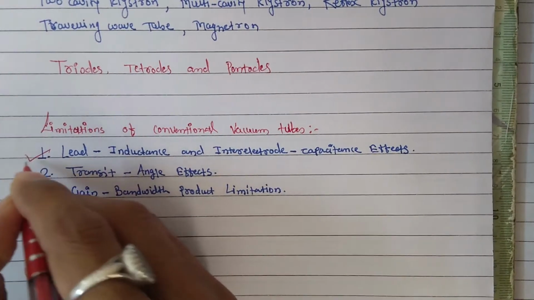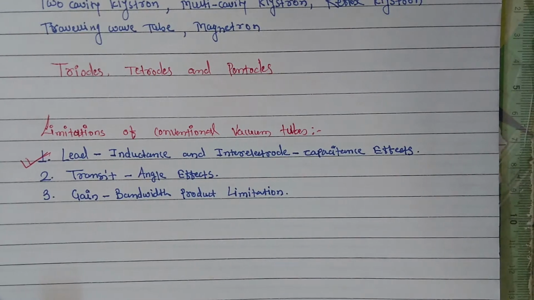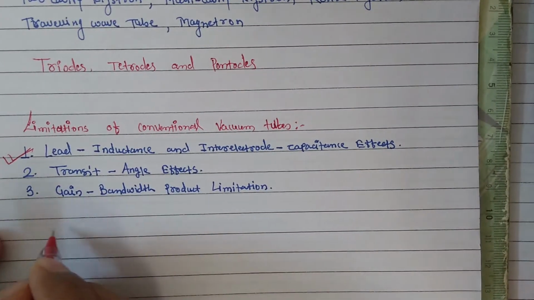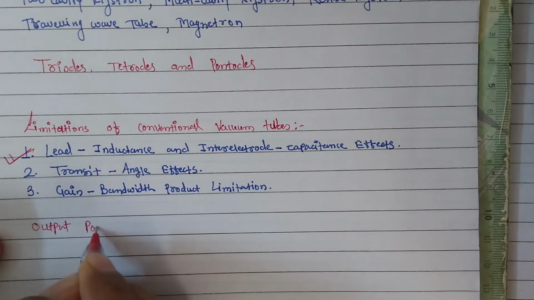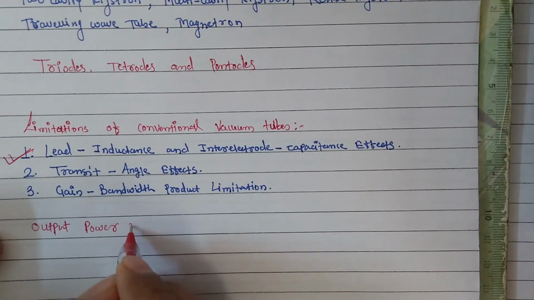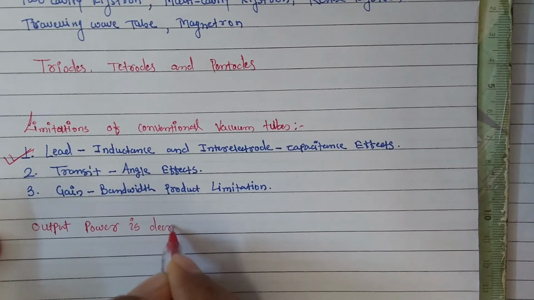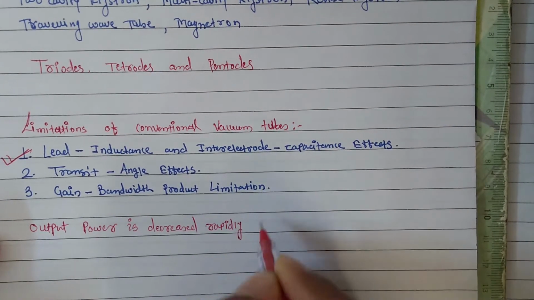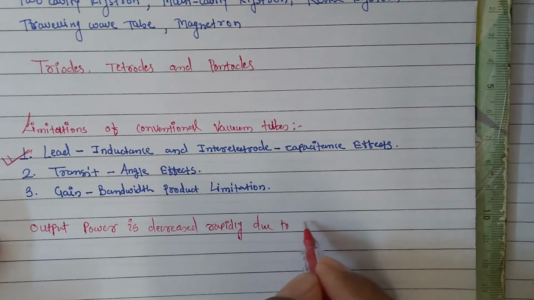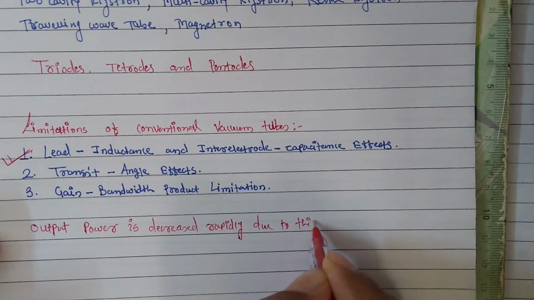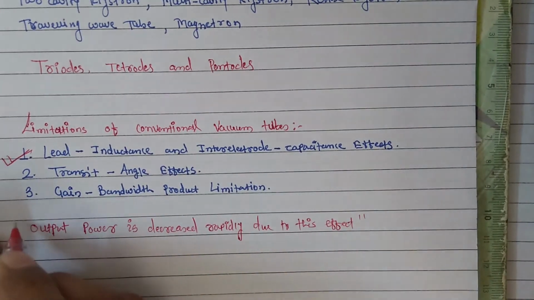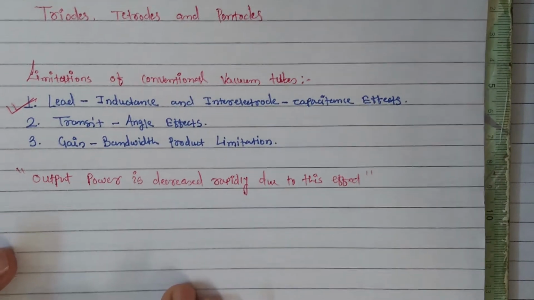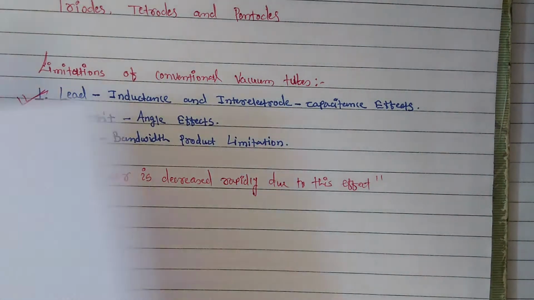So let us start with the lead inductance and interelectrode capacitance effects. Because of this limitation, if we use conventional tubes at microwave frequency, output power decreases rapidly due to this effect. So to understand this effect, we will consider a triode circuit.